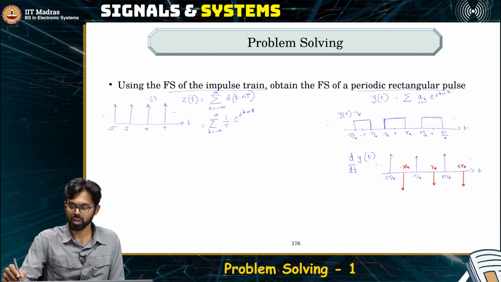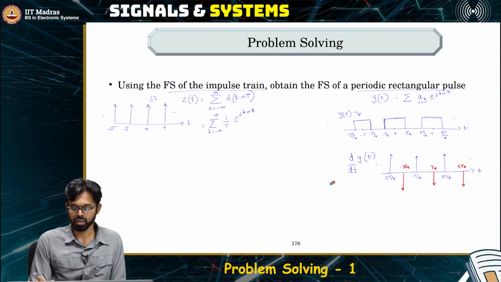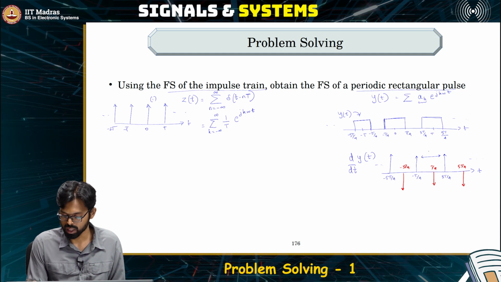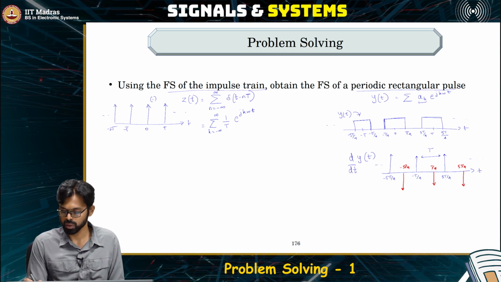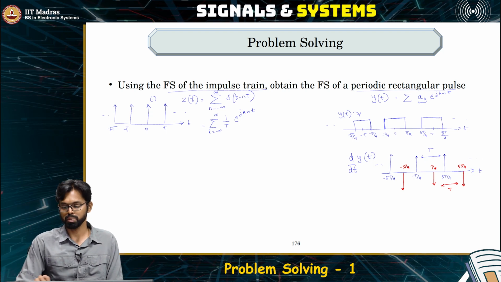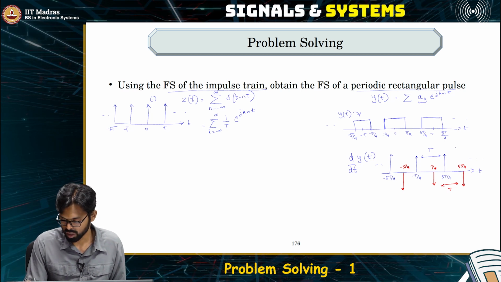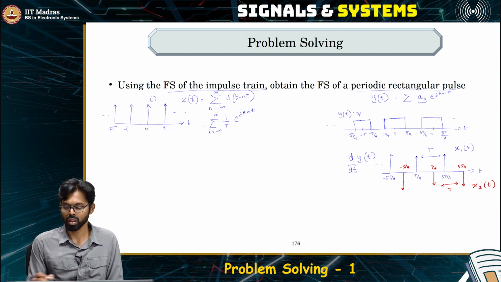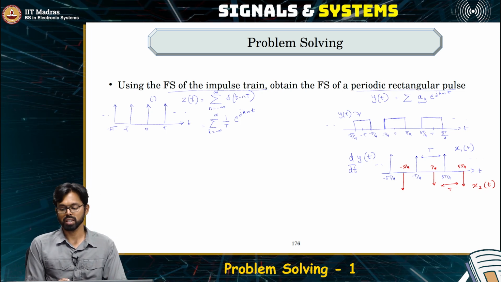Now, can we somehow connect these two signals? So we have z of t here and we have the derivative of y of t here. Now if you notice, this gap is still T, and similarly this gap here is T. So what we can say is we can consider all the positive impulses and call that x1 of t, and call all the negative impulses x2 of t. So clearly the period of both x1 of t and x2 of t is capital T.